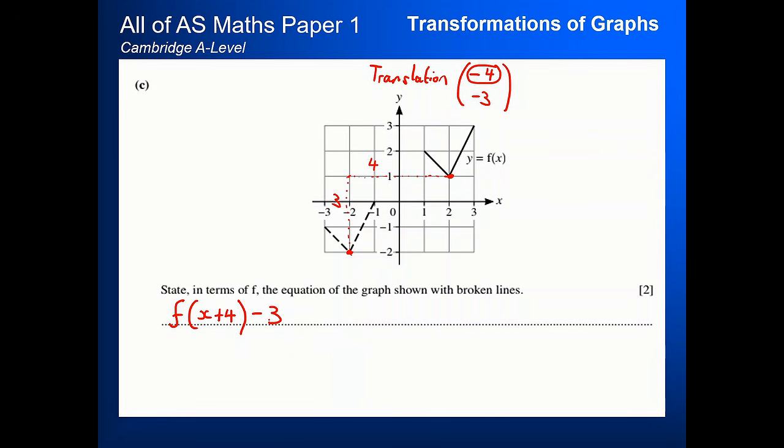Again, these are rules, particularly transformation of graphs, you need to learn off by heart, recognizing even though our vector is -4, -3, whenever something's inside the bracket, it does the opposite of what you expect. You expect this to be a -4, because inside the bracket it's a +4, but if it's outside the bracket, it does what you expect, which is -3. So just be very careful with these kinds of transformation of graphs questions.